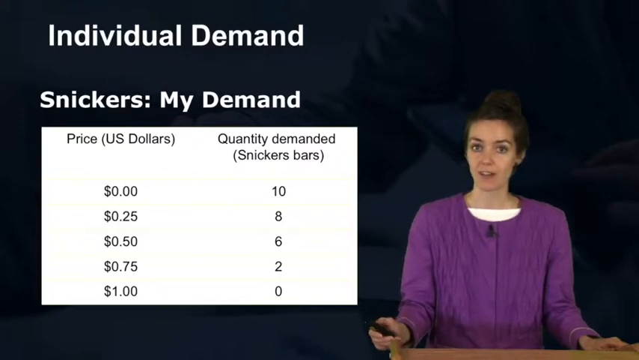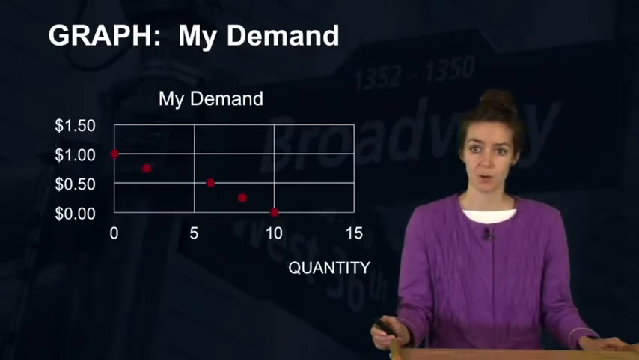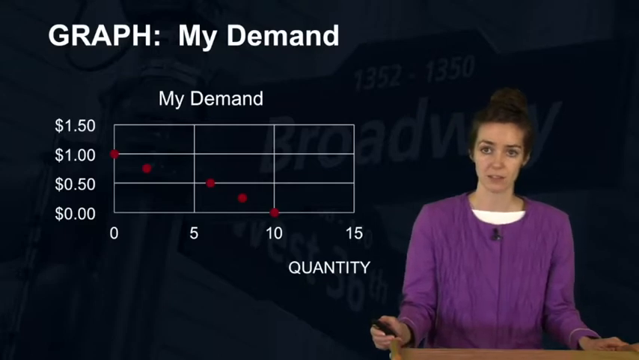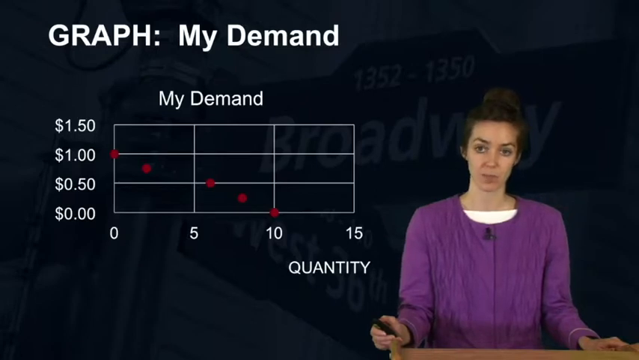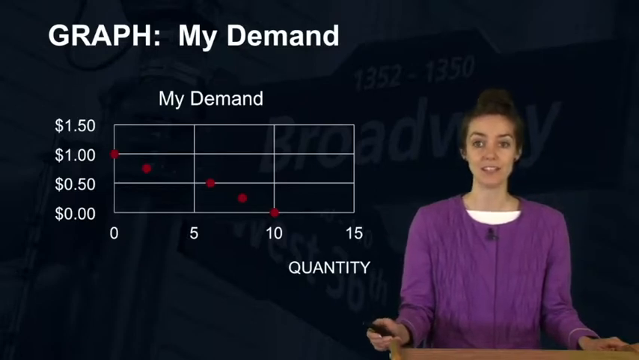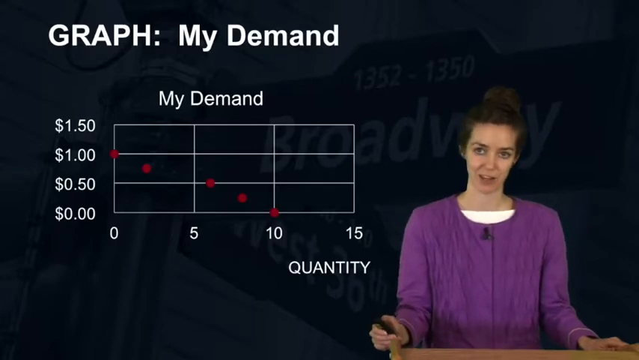We can represent this graphically to get a better idea of this negative relationship. So here we see those points plotted on our quantity and price axes. And again, we see that downward sloping relationship between price and quantity. So remember that this is just an individual demand curve. This is my specific individual demand curve.